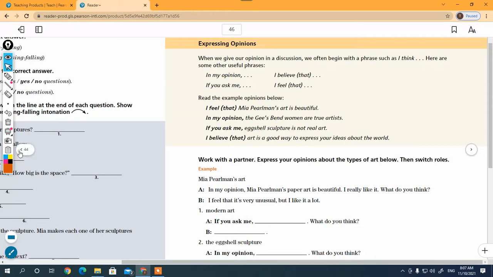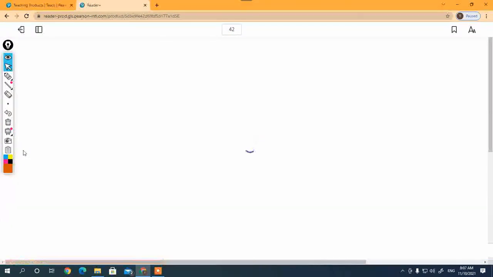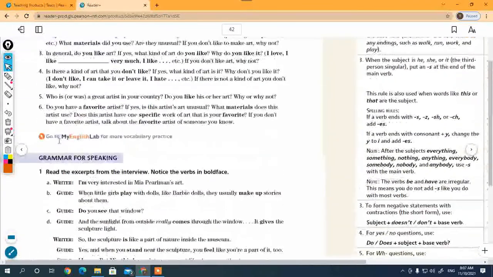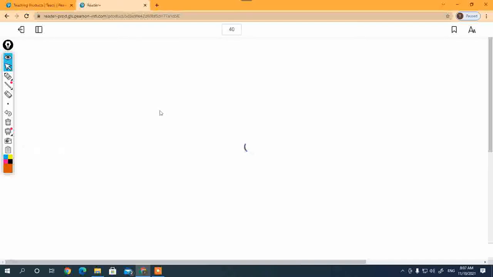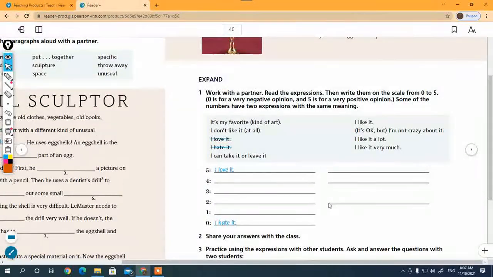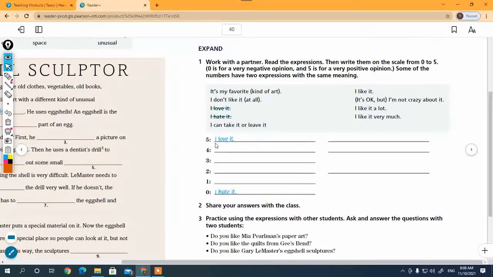So let's go back to page 40. It's actually page 41. And they tell us here that there's another expression that is the same level as I love it. So we're going to find another way to say I love it.